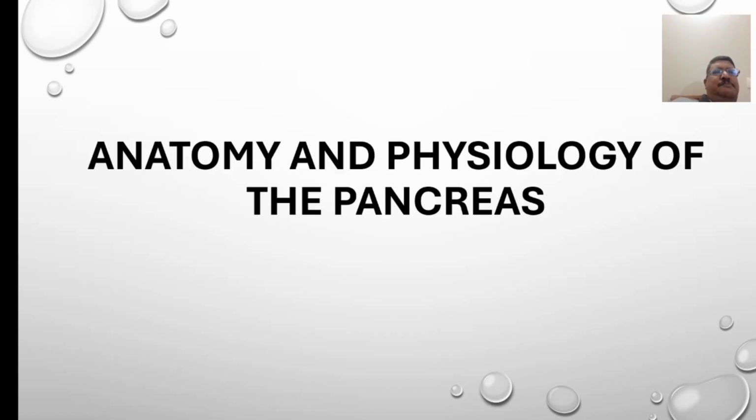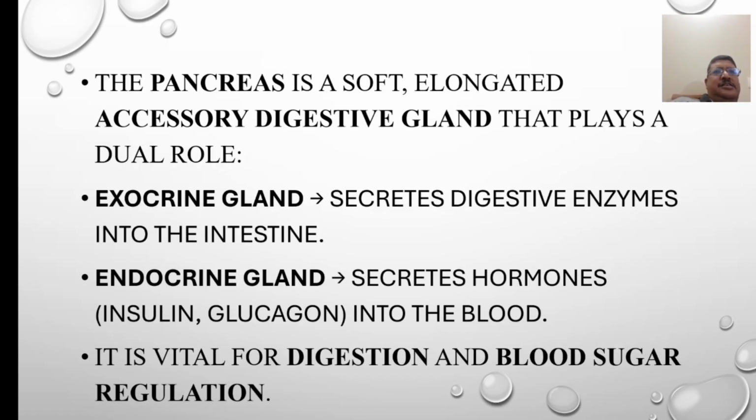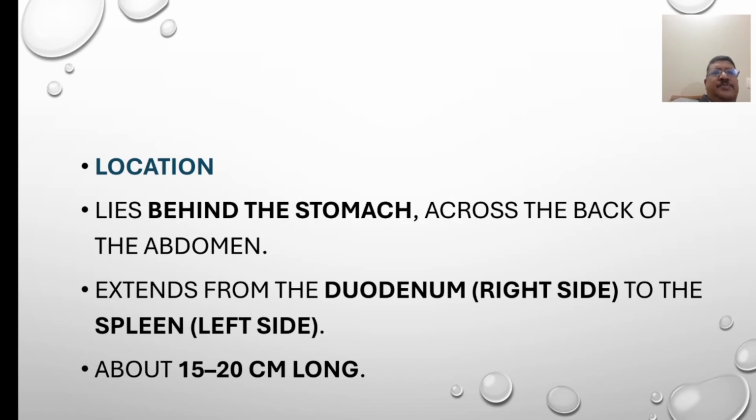Anatomy and physiology of the pancreas. The pancreas is a soft, elongated accessory digestive gland that plays a dual role. Exocrine glands secrete digestive enzymes into the intestine. Endocrine glands secrete hormones, insulin and glucagon, into the blood. It is vital for digestion and blood sugar regulation.